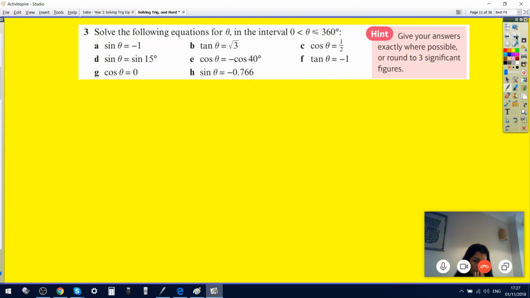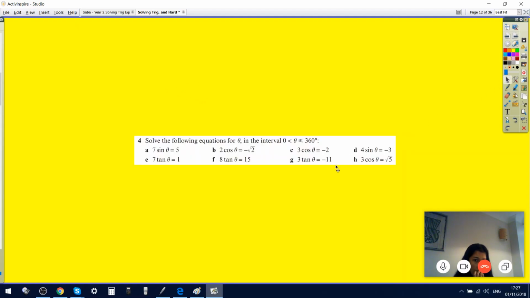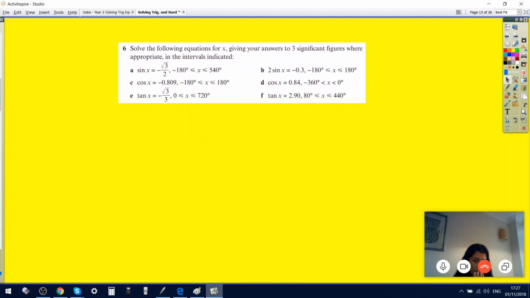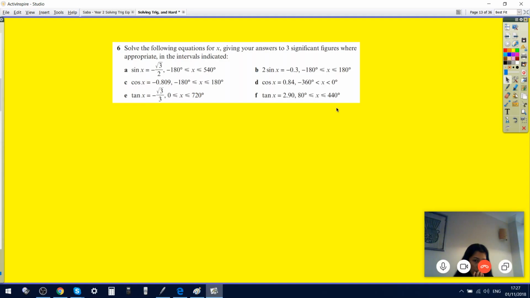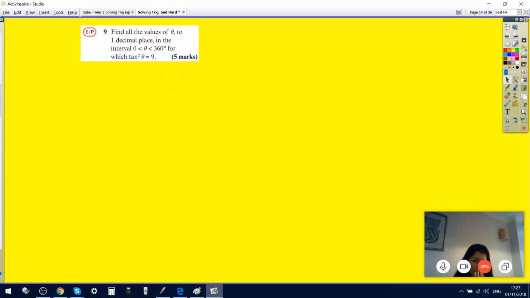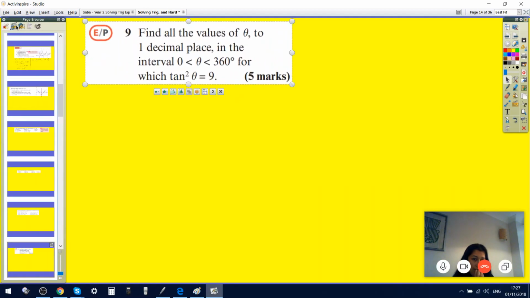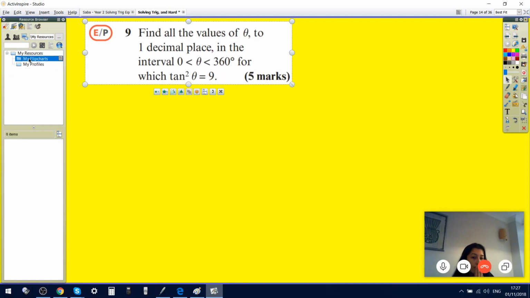Solve these, I think you'll be fine for those. This is one I want to look at, an exam question. How do we do this one?